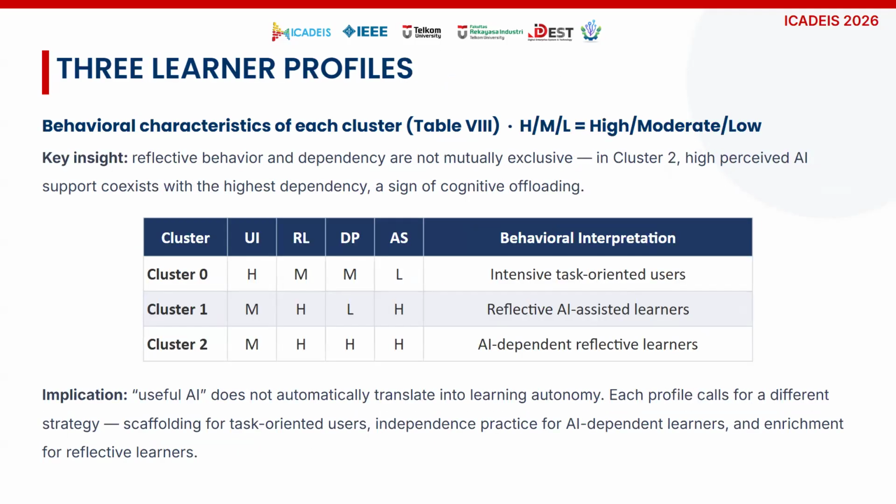So the conclusion, the key insight: reflective behavior and dependency are not mutually exclusive. In cluster 2, high perceived AI support coexists with the highest dependency. This is a sign of cognitive overloading. So the implication: useful AI does not automatically translate into learning autonomy. Each profile calls for a different strategy: scaffolding for task-oriented users, metacognitive practice for AI-dependent learners, and enrichment for reflective learners.